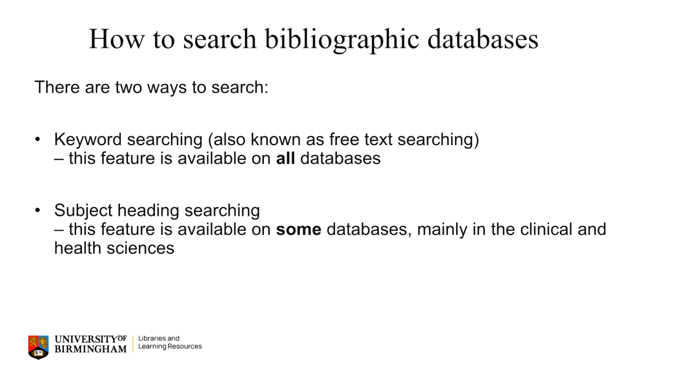There are two ways to search a bibliographic database: keyword, also known as free text searching, and subject heading searching. All of the bibliographic databases will allow you to undertake keyword or free text searching. Subject heading searching is only available on some databases, mainly in the clinical and health sciences area. Now let's take a look at the two methods of searching.